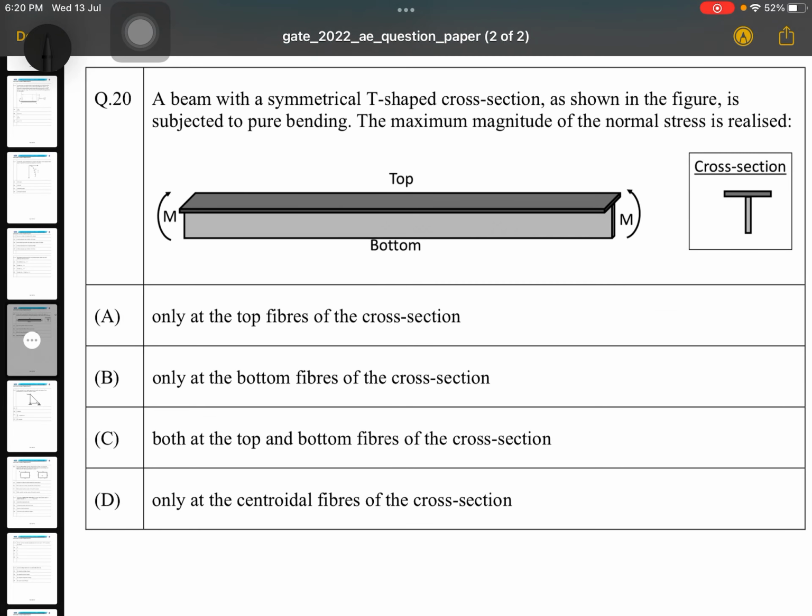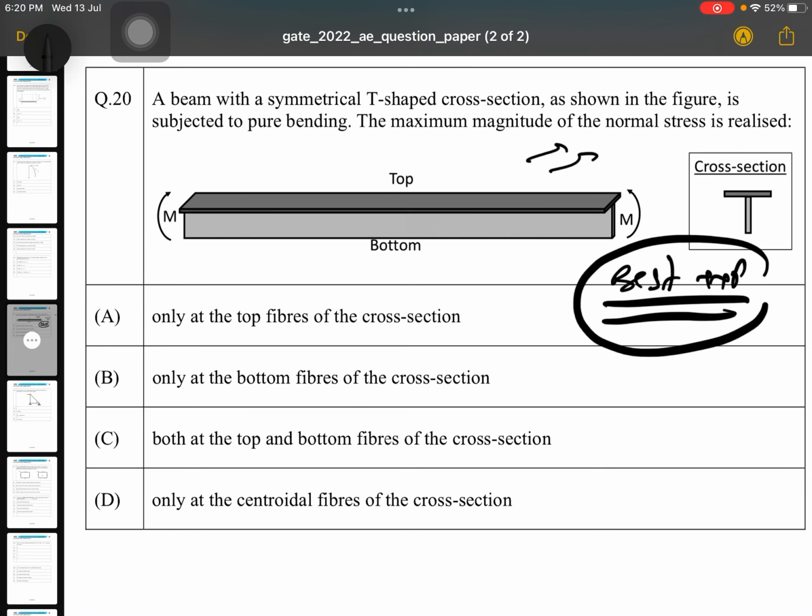So see guys, in the beginning itself I am telling you, this question's solution others can also explain, but I have written on the thumbnail best explanation. Do I really mean it? Yes. Why am I saying best explanation? I'll change the thickness of my pen.